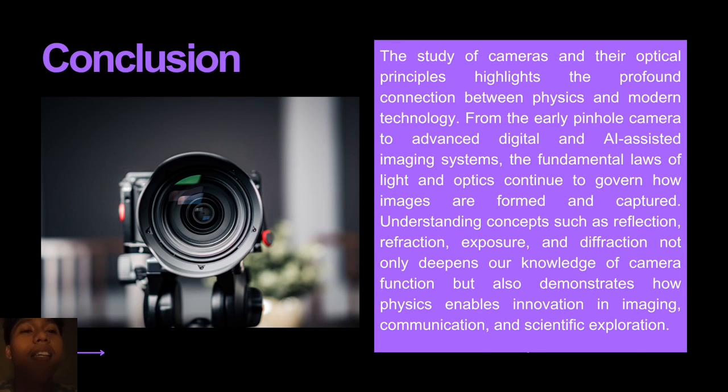To sum it all up, the study of cameras and their optical principles highlights the profound connection between physics and modern technology, from the early pinhole camera to advanced digital and AI-assisted imaging systems. The fundamental laws of light and optics continue to govern how images are formed and captured. Understanding concepts such as reflection, refraction, exposure, and diffraction not only deepens our knowledge of camera function but also demonstrates how physics enables innovation in imaging, communication, and scientific exploration.